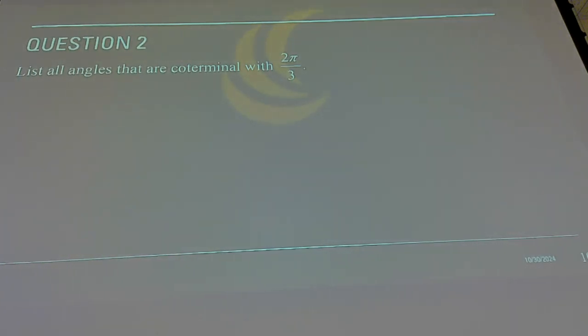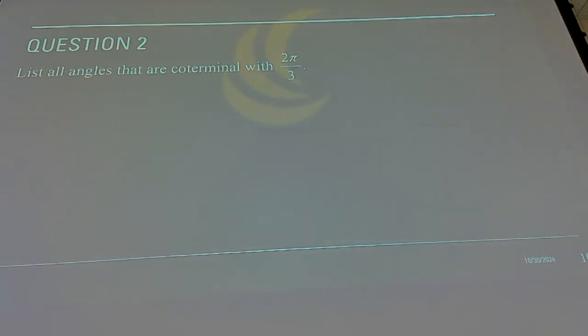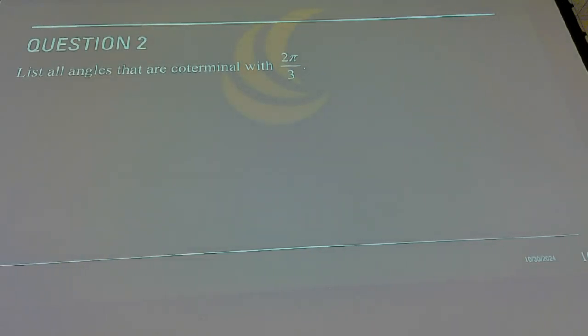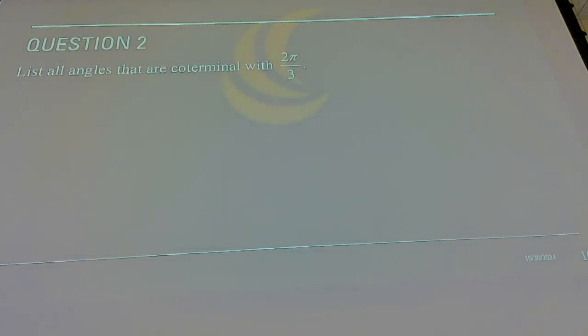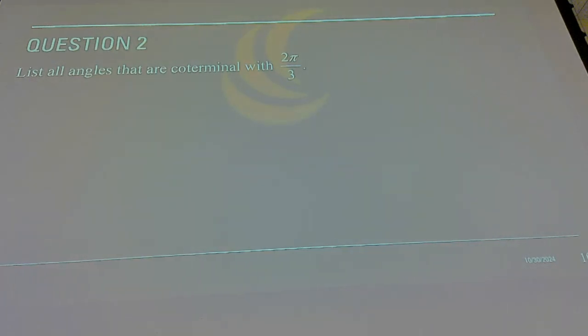So 180 over pi is the number of degrees in a single radian, right? So that's 1 radian, so use that. How many degrees are in a full revolution? What is it? 360, right? 2 pi radians are in 1 full revolution.